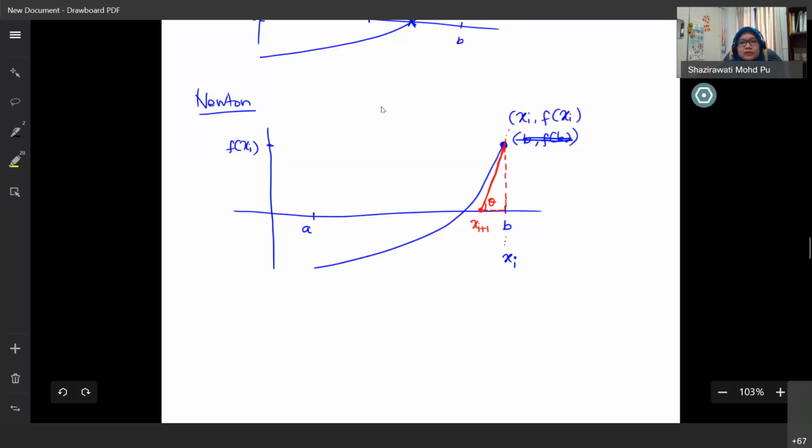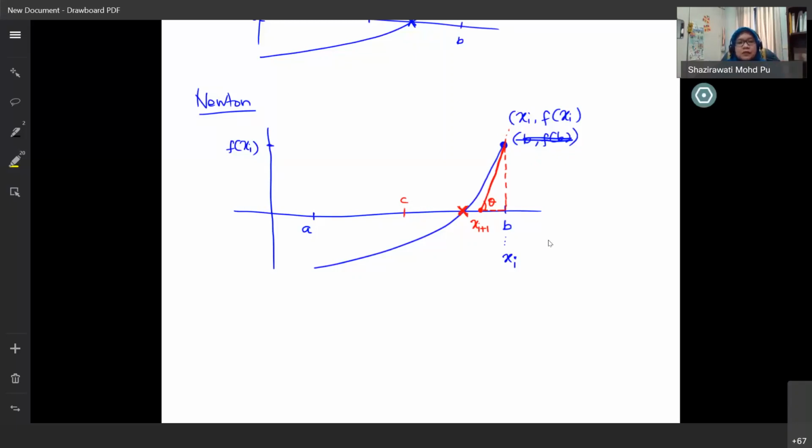So where is your actual root? Your actual root is where the blue curve intersects the x-axis, so you see your actual root is over here. But for the first time, your approximation is here. Compared to the bisection, where for the first time your C is somewhere here, far from your actual root, by doing Newton-Raphson you construct a tangent line, so your approximation is actually closer to the actual root.